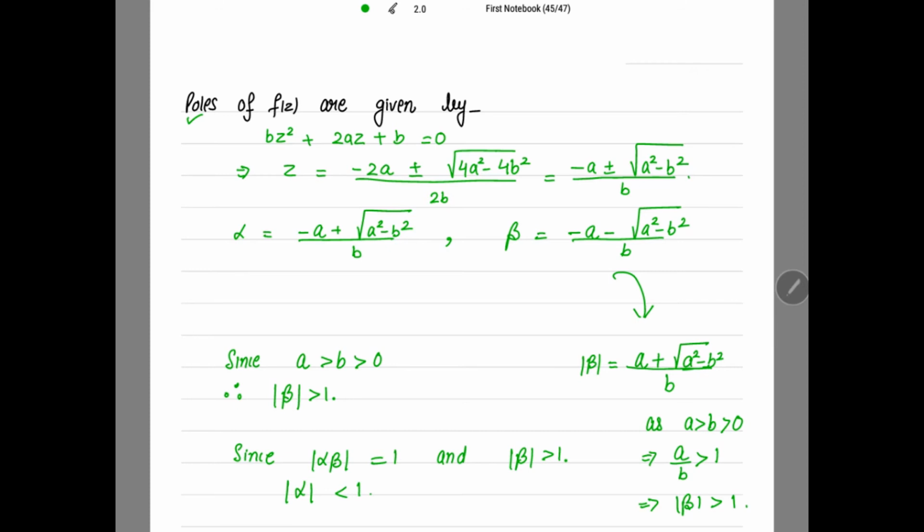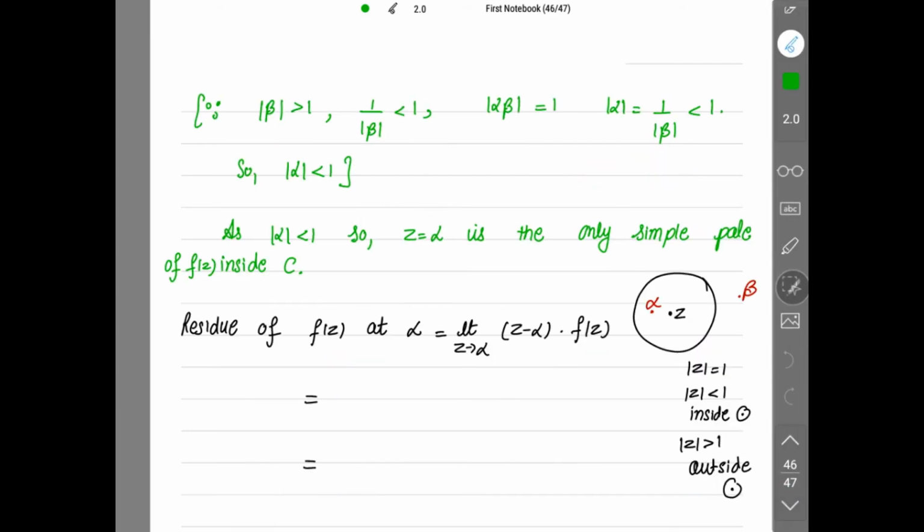Secondly, if you check the mod of product of these two roots, this comes out to be 1. Since mod of alpha beta is equal to 1 and mod of beta is strictly greater than 1, your mod of alpha comes out to be strictly less than 1. See, mod of beta is greater than 1, 1 over mod beta is less than 1. Because the product is equal to 1, can I write mod alpha as 1 over mod beta? Yes. Because this is strictly less than 1, mod alpha is strictly less than 1.